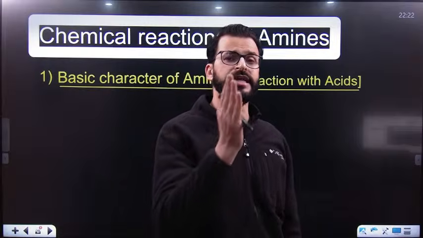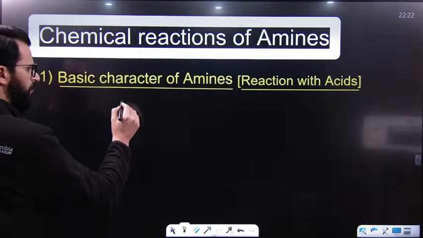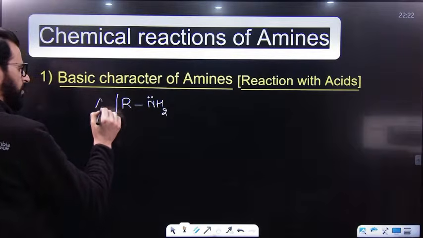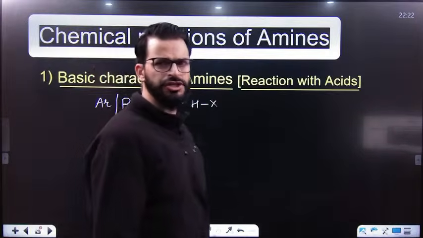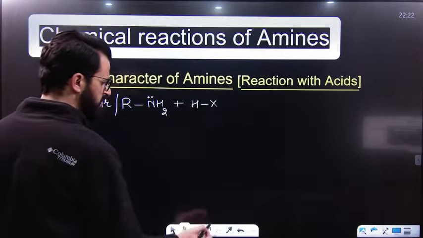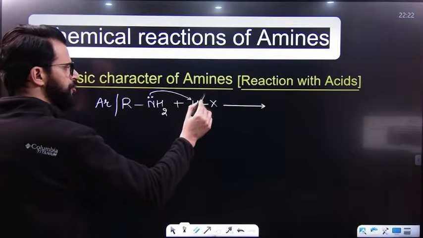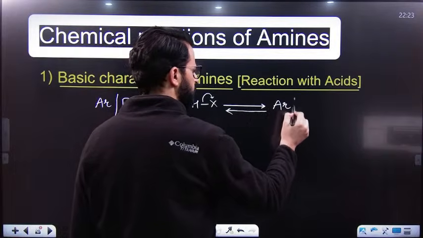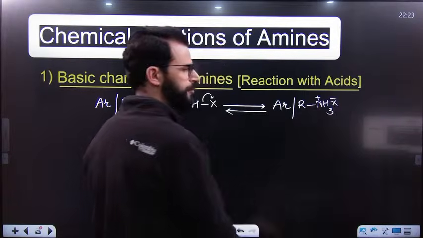When amines are treated with acids, when a base reacts with an acid, they will form a salt. For example, if we have an amine, whether aliphatic or aromatic, and we react it with an acid, say HCl, HBr, HI, HNO3, H2SO4, any mineral acid or halogen acid, then what will happen? The acid will lose H positive and the base will abstract that H positive. So it will result in the formation of Ar, either aromatic or aliphatic, then NH3 positive and X negative. I hope this is clear.